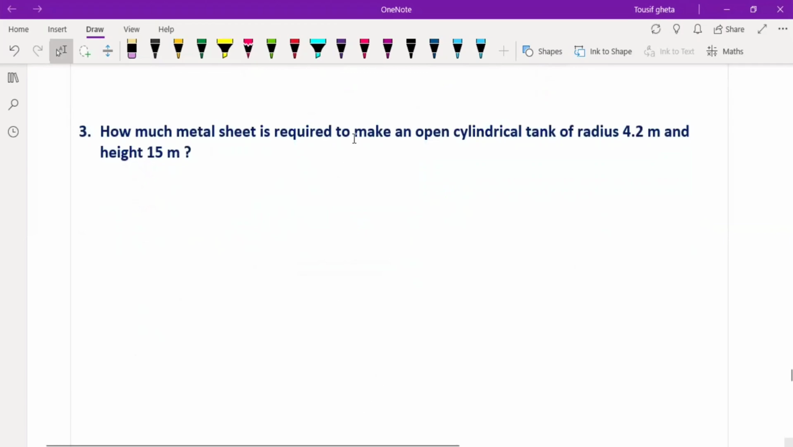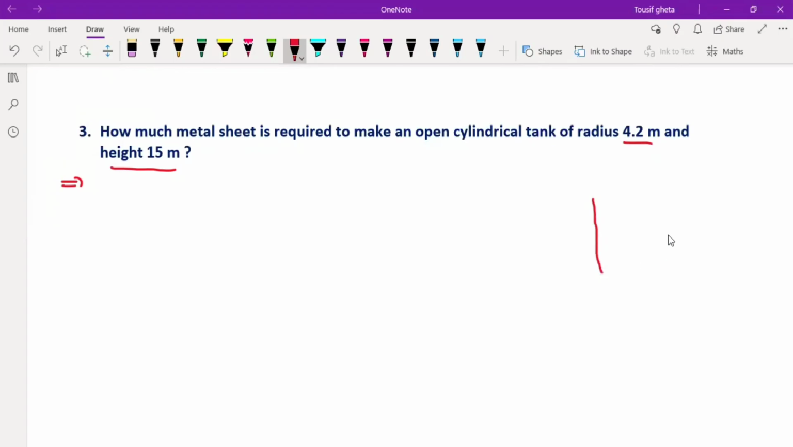Okay. So the third one: how much metal sheet is required to make an open cylindrical tank of radius 4.2 meter and height 15 meter? Okay. They are talking about a tank. So don't think it is open from both sides. It will be open only from the top, not from the bottom. If it is open from the bottom, it is not called a tank. Remember that. Many of you may have the same concept in your mind.